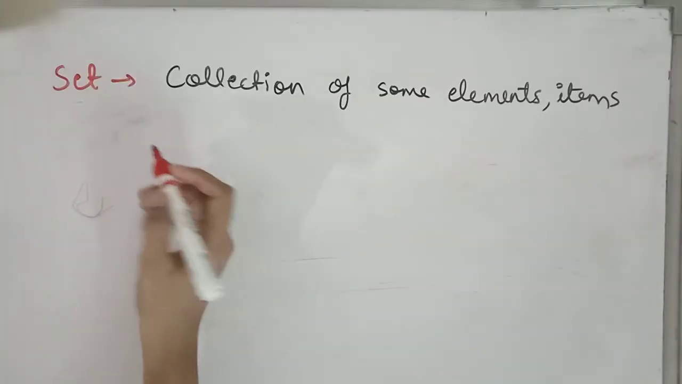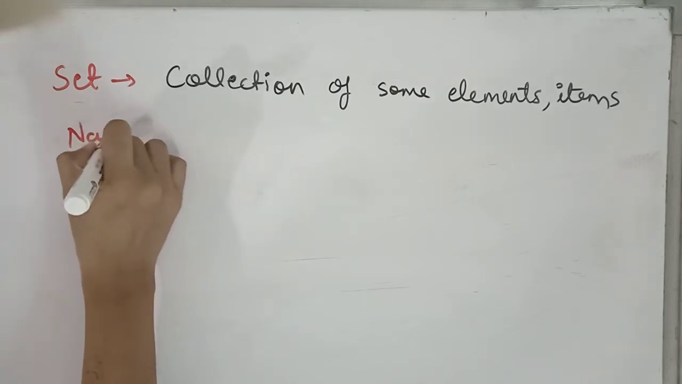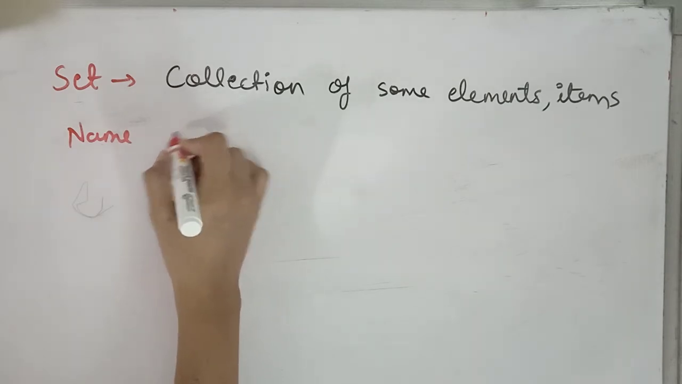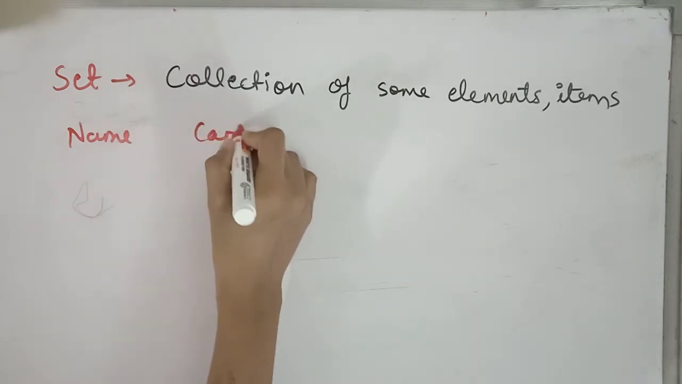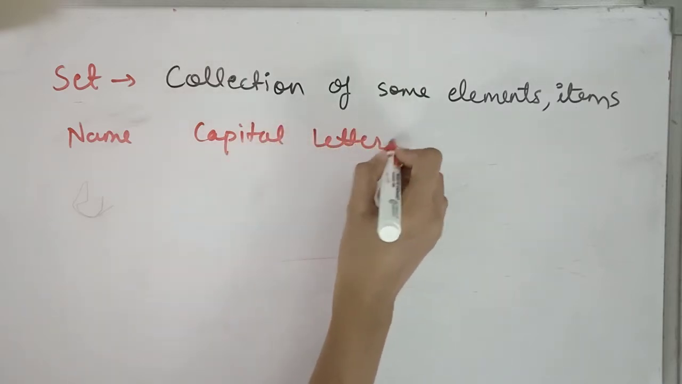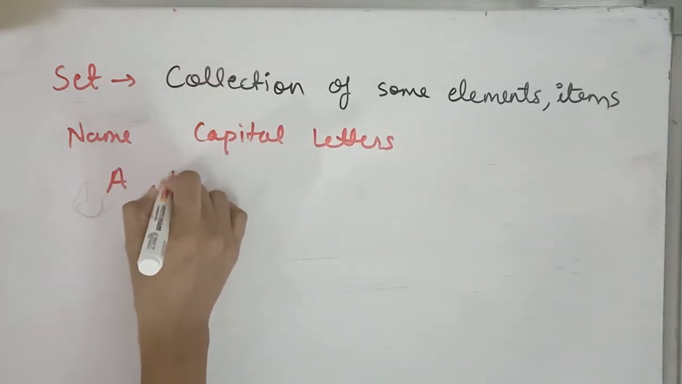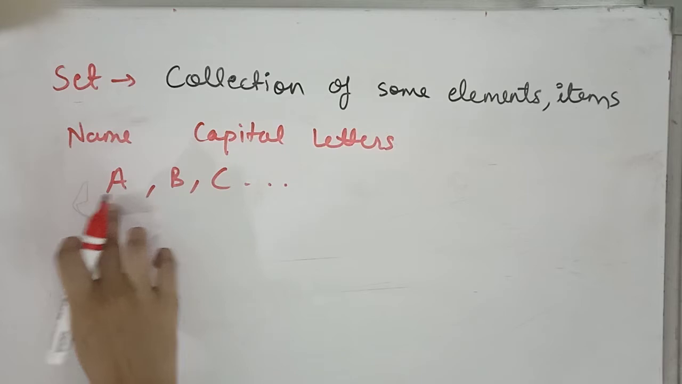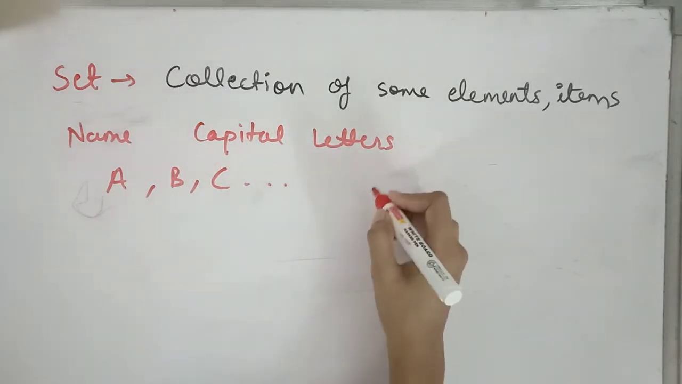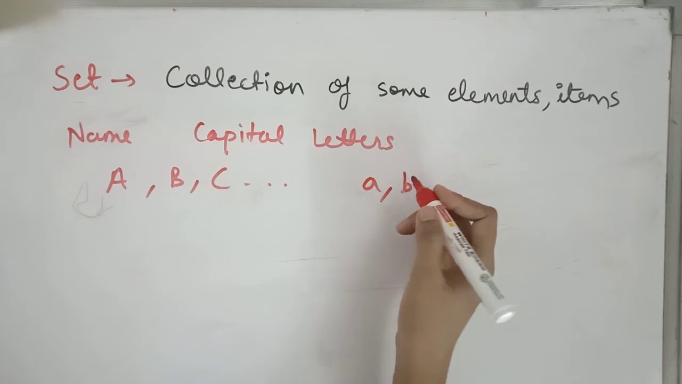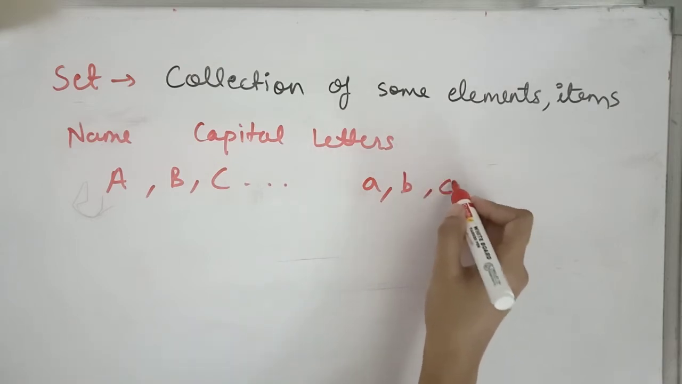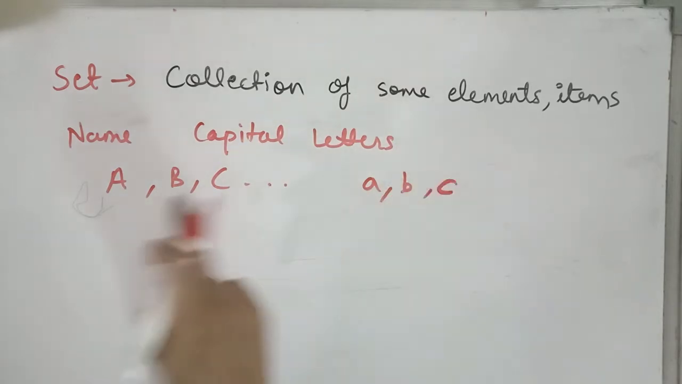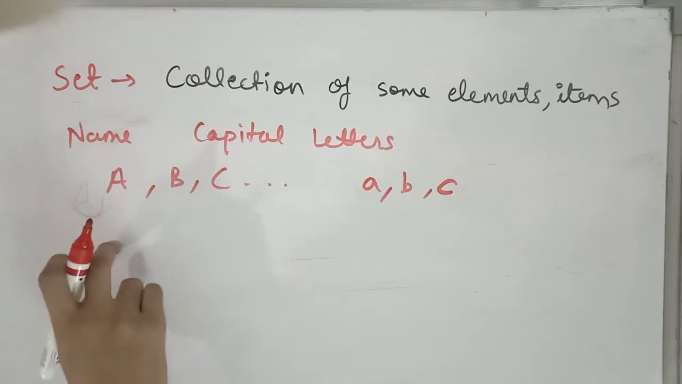Let's see how to represent the set, that is how to name the set. Set can be named in capital letters, suppose A, B or C, like that. We can name the set with the capital letters and we can place the elements. If we want to place the elements, we can use small letters for the elements, and capital letters for the naming.